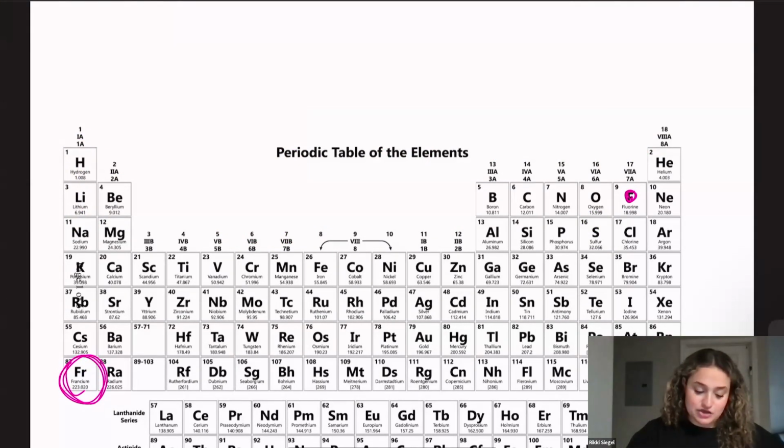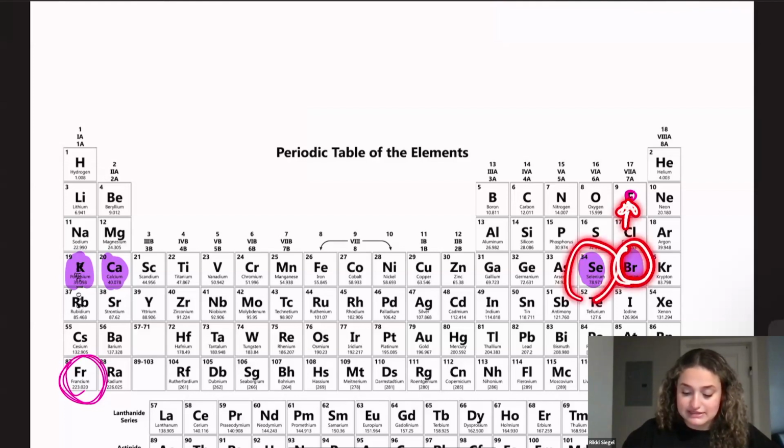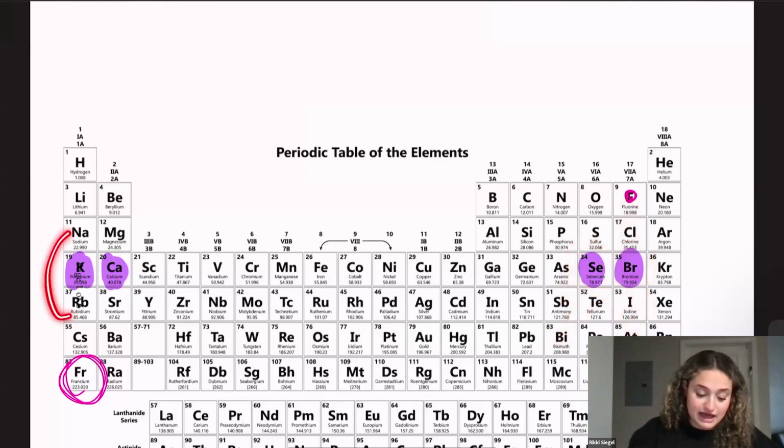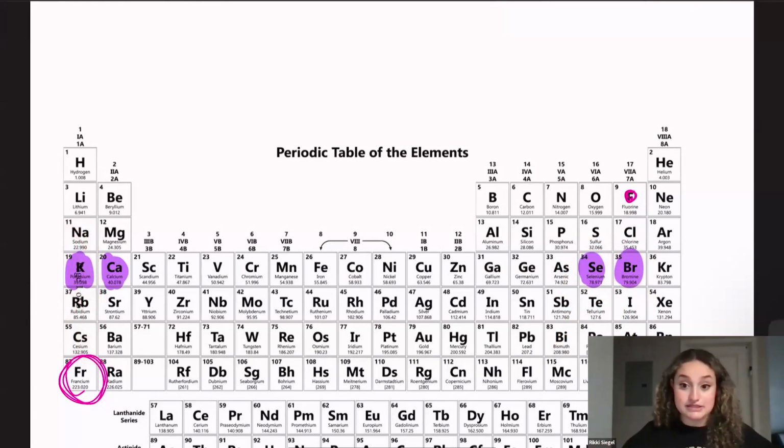So let's say you were asked to rank potassium, calcium, and then let's say selenium and bromine. Okay. If you had to rank these in order of size, atomic radius, the absolute smallest are the ones closer to fluorine. This is closer to fluorine. Then it's this one. So this guy is the smallest, then him. That then closest to francium is that. So potassium would be our biggest here.